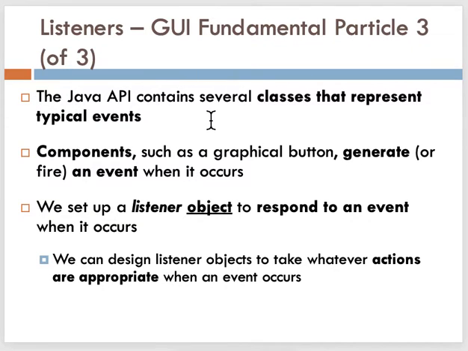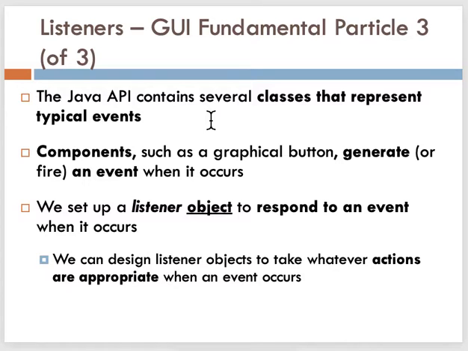The Java API has many classes that represent all these kinds of events that typically occur in most of these GUI applications. And the components, like that graphical JButton that we saw, generate, or sometimes in the terminology, fire an event when that event occurs, whenever one of these typical events happens, like the button is pressed or a keyboard key is pressed.